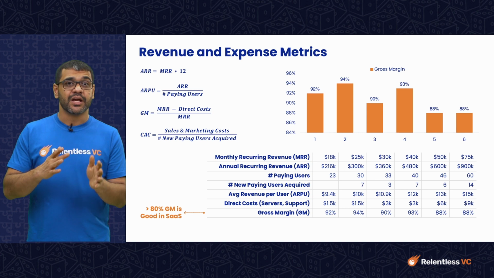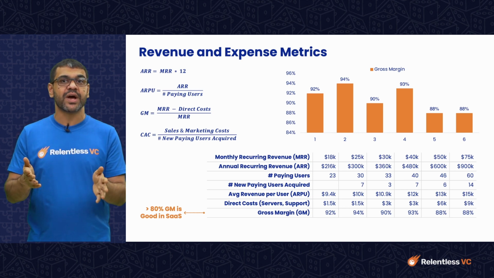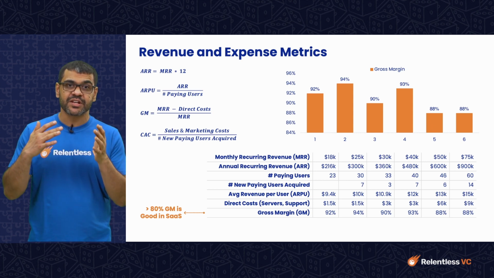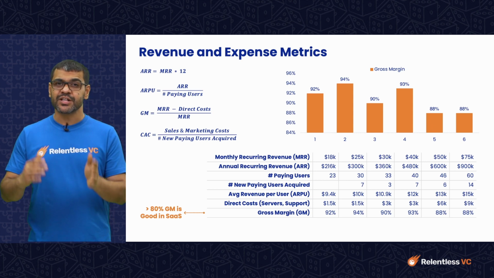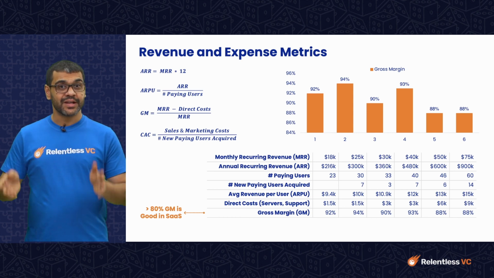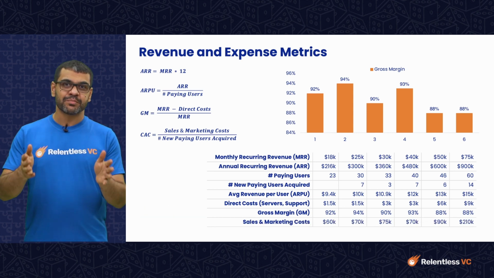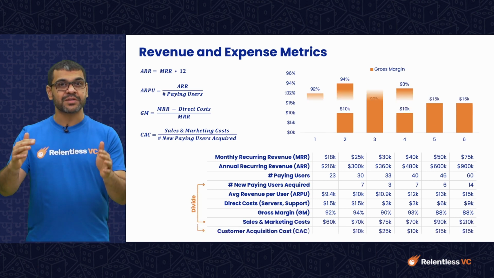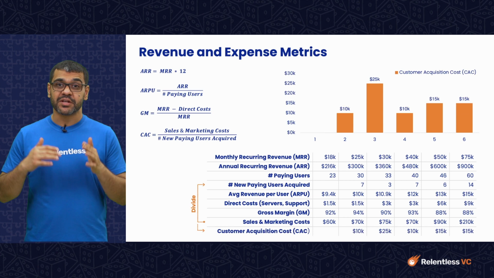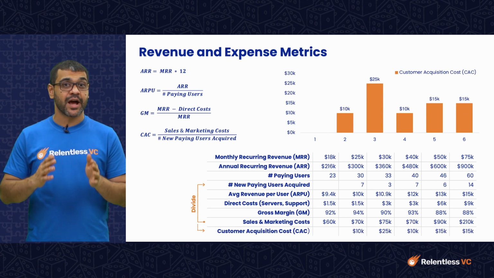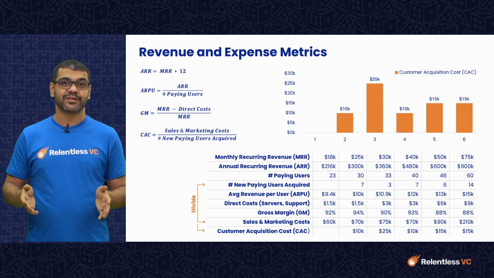For example, if a startup accounts service revenue as MRR, its gross margin will take a beating because services are usually highly competitive. It is very difficult to make 80% gross margin in services. Next, you would track the sales and marketing costs of the startup month on month. And if you divide the sales and marketing costs in a month by the number of paying users added in that month, you will get the startup's customer acquisition cost, or CAC.